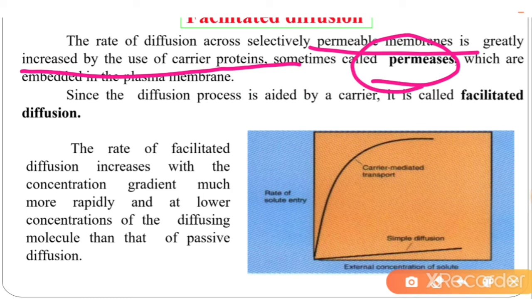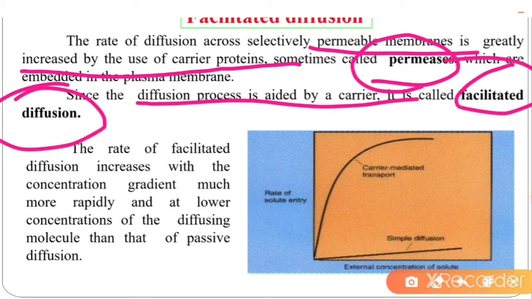Now see, in this diffusion process, whatever diffusion is occurring is carried out by the protein known as permeases. Permease protein means what? This protein will give the permission for the transportation. Since the diffusion process is aided by a carrier, it is called facilitated diffusion, and this permission is facilitated by the protein.